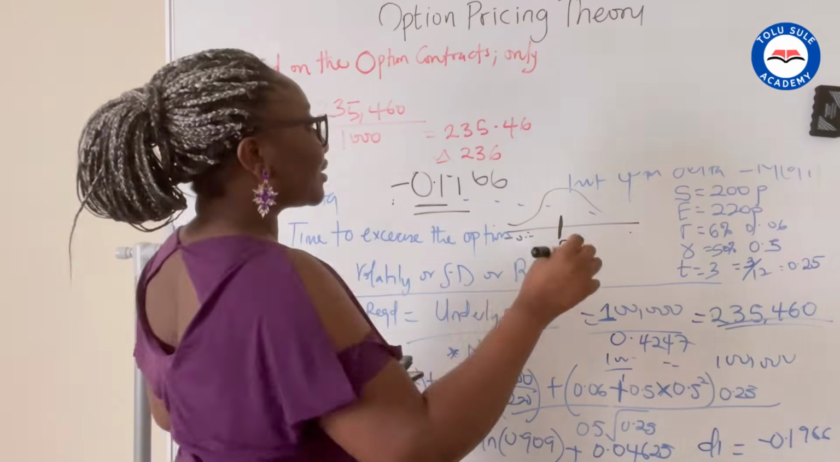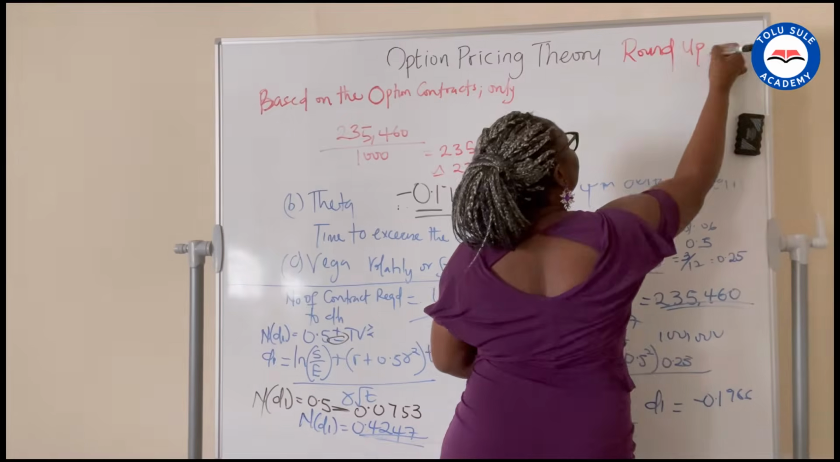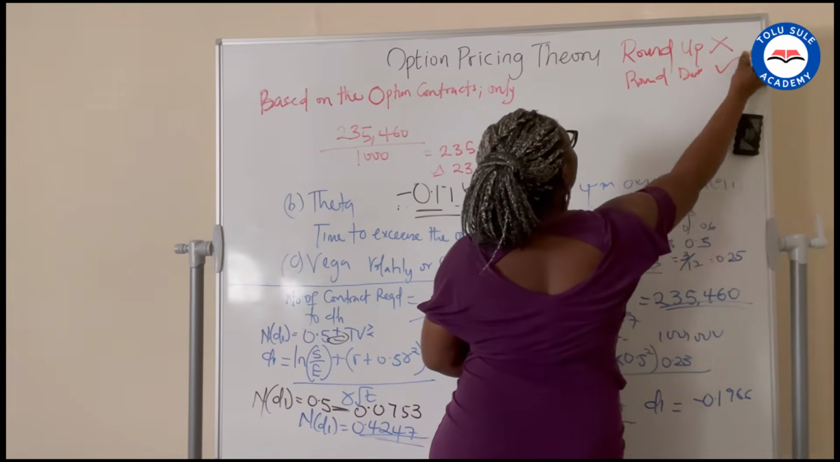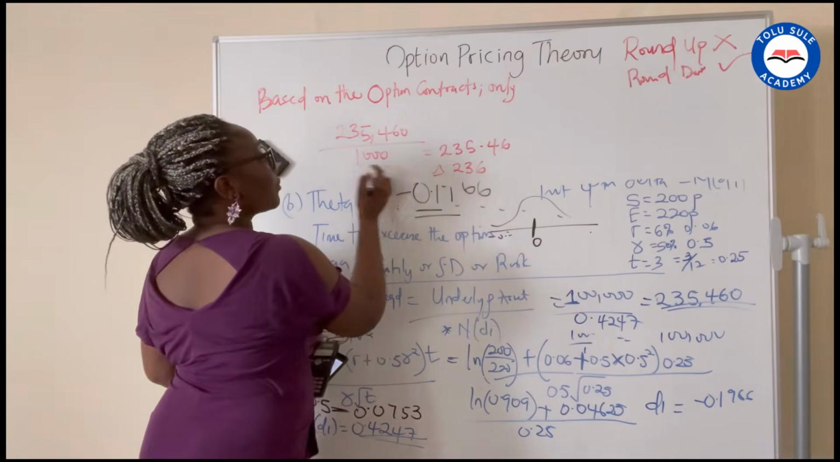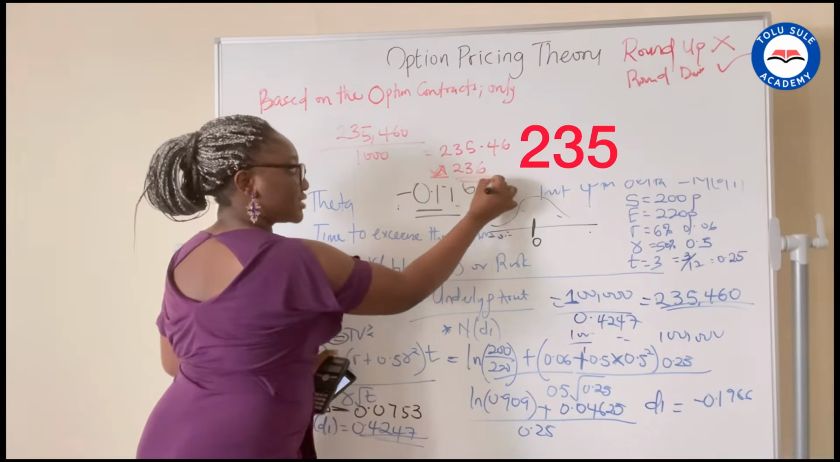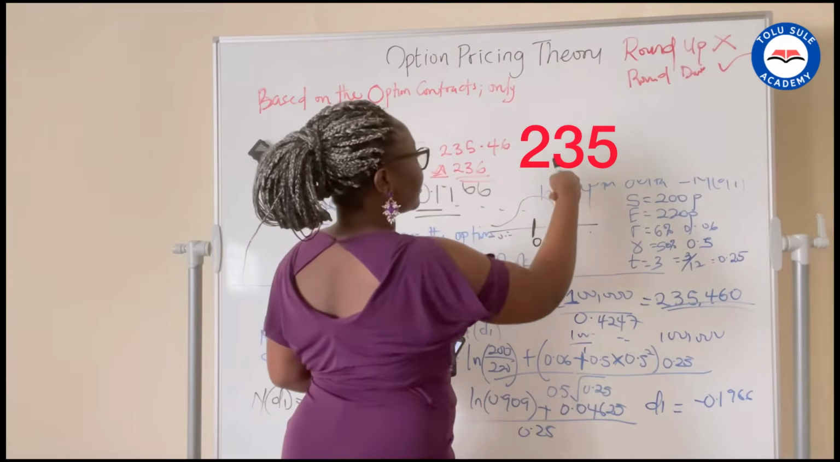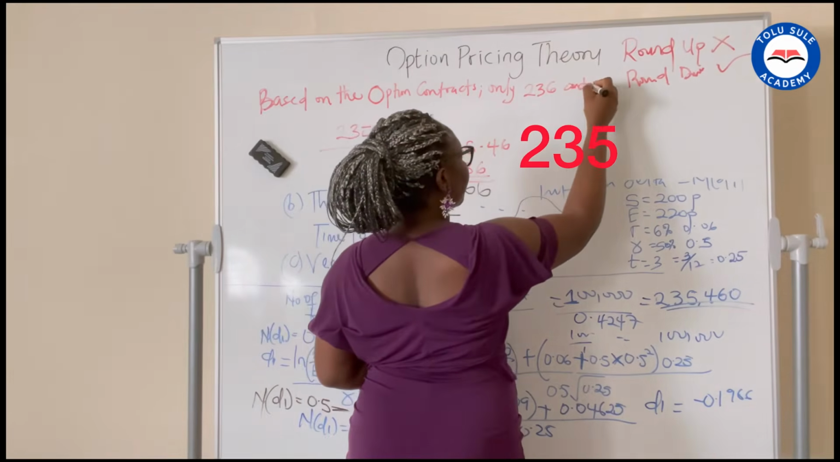Let me write it. Round up, you can't. You can only round down. So you have to remove this 46 contracts and say the approximate value is 236. This is your final answer. So I just put that by it. So I say based on the option contract of 1,000, only 236 contracts can be bought.